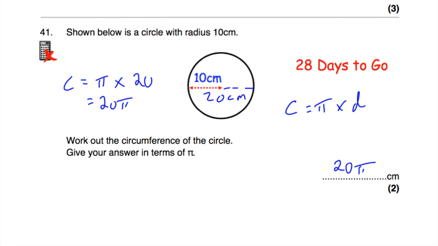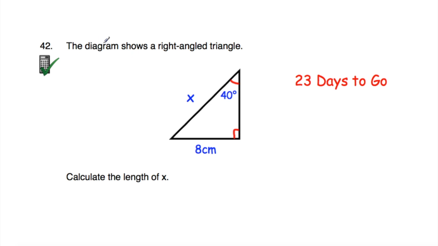Okay, let's have a look at our next question, question number 42. So question number 42 is a trigonometry question. We've been asked to find x, the length of this side, the hypotenuse of the triangle. So let's label the sides. We've got the right angle, so this side is the hypotenuse, opposite it. Opposite the angle would be the opposite, and the other side is the adjacent.